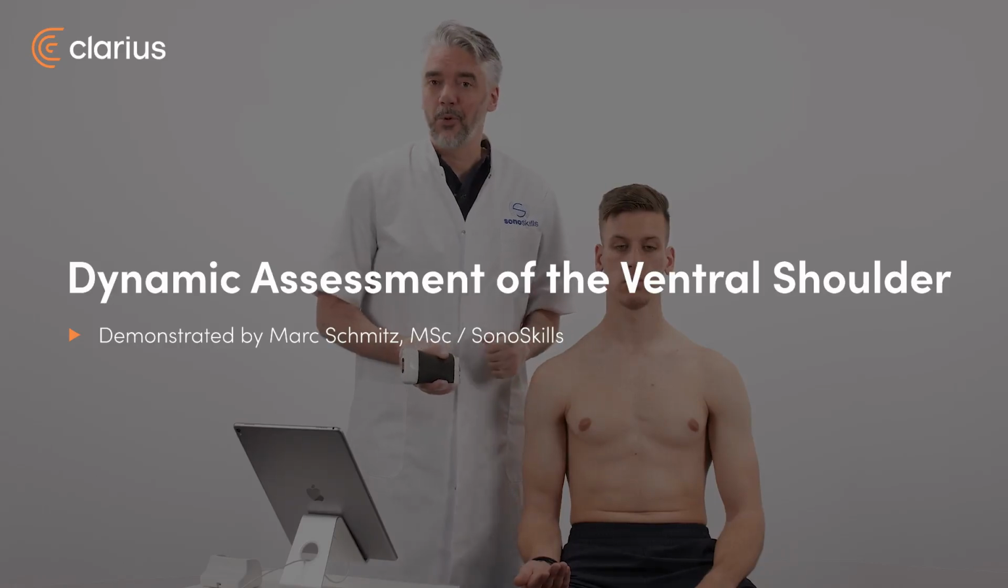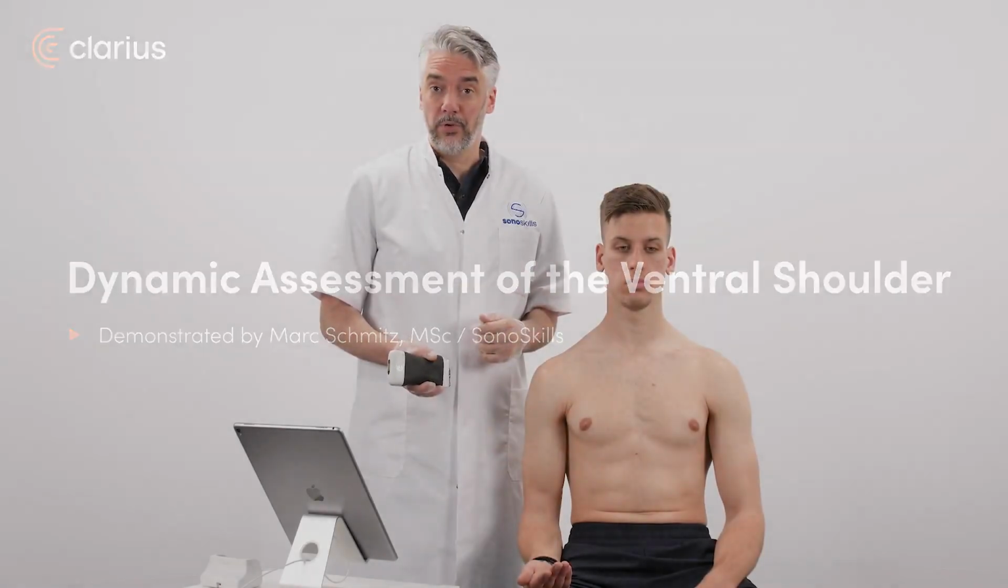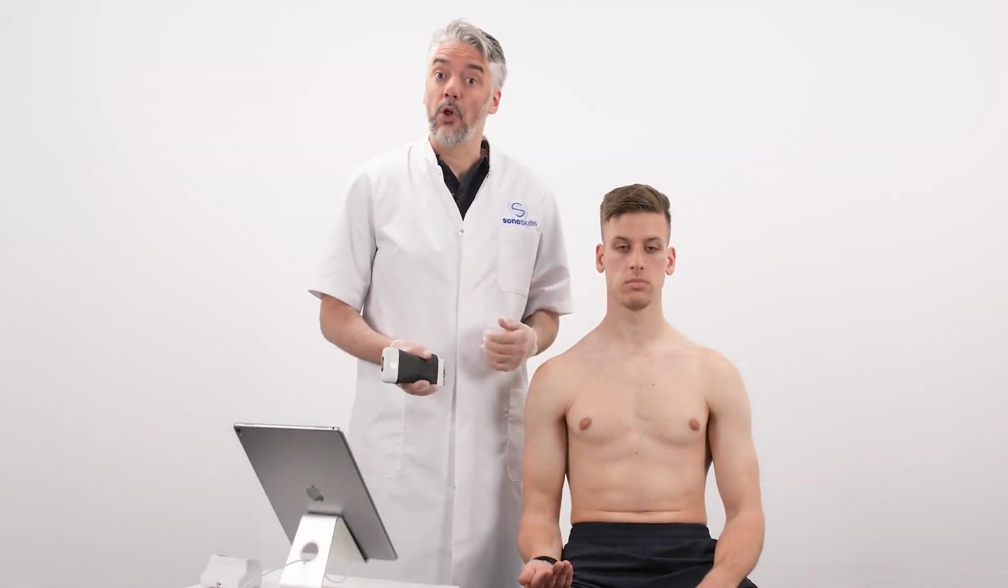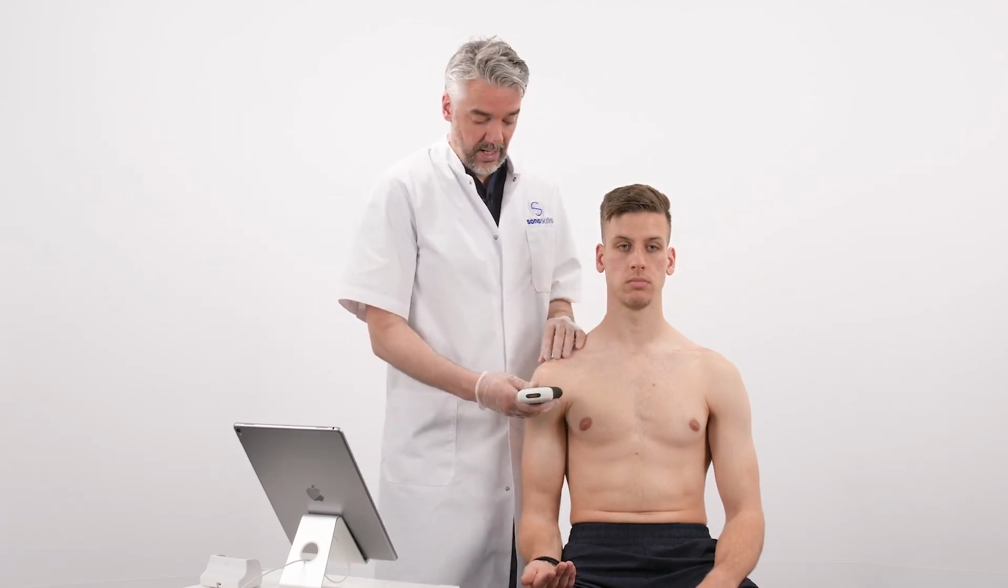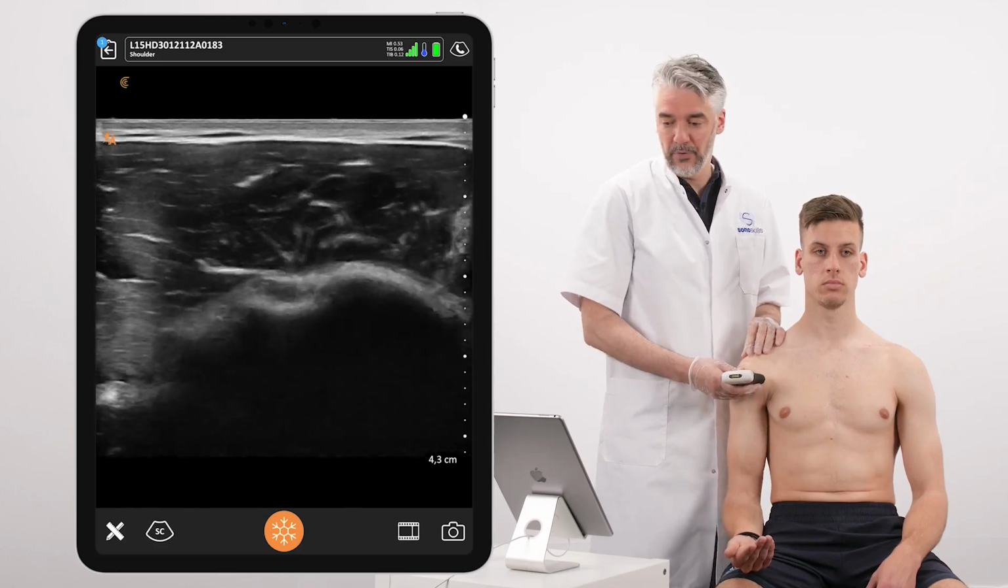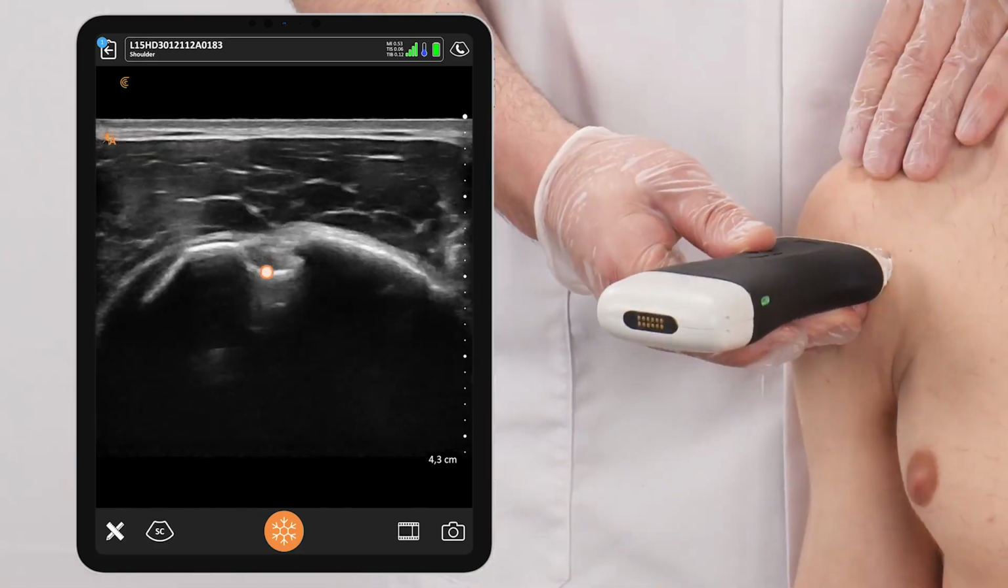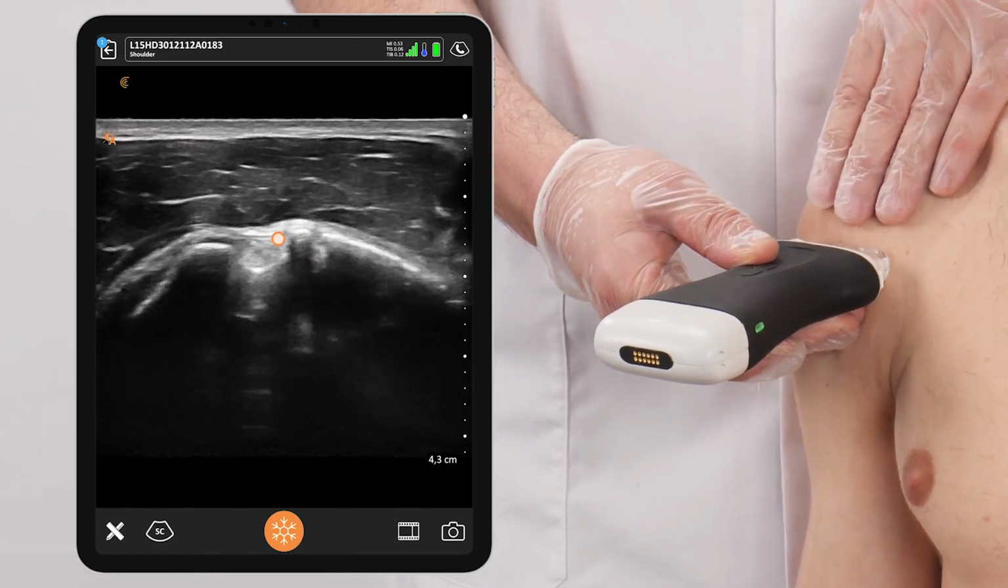In the next video, I'm going to show you how to scan the ventral shoulder in one sweep, and we're going to activate the patient so that you can also see the zone anatomy dynamically. So we're going to place the transducer in short axis plane over the intertubercular groove, like this. We're going to tilt in order to make the tendon hyperechoic.